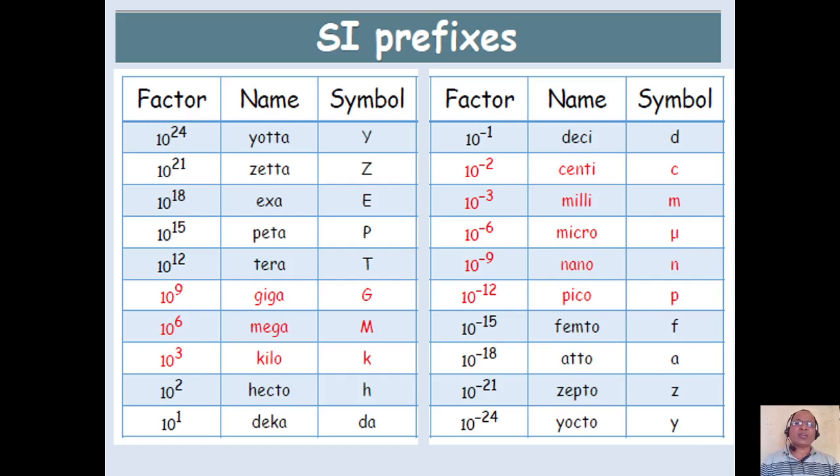Similarly, the lower powers: 10 raised to minus 1 stands for deci, 10 raised to minus 2 centi, 10 raised to minus 3 milli, 10 raised to minus 6 micro, 10 raised to minus 9 nano, 10 raised to minus 12 pico, 10 raised to minus 15 femto and so on. As the name indicates, these are prefixes. These are used before the exact symbol of the unit. Now we will see their meaning and how these units are converted from one unit into another.